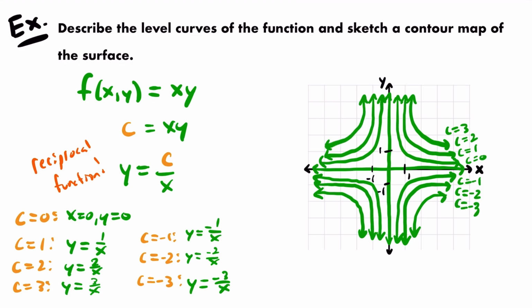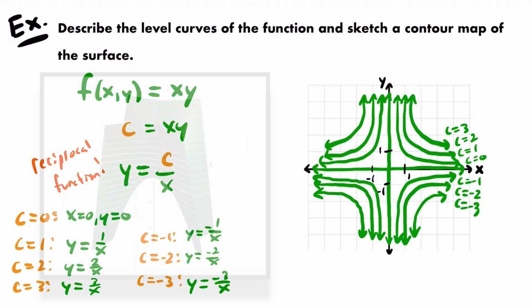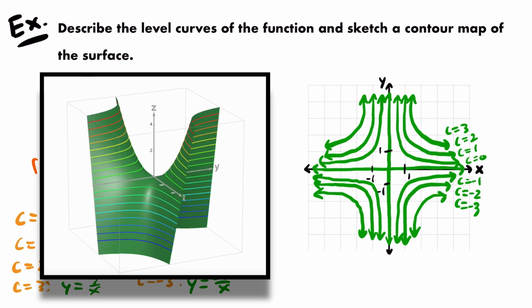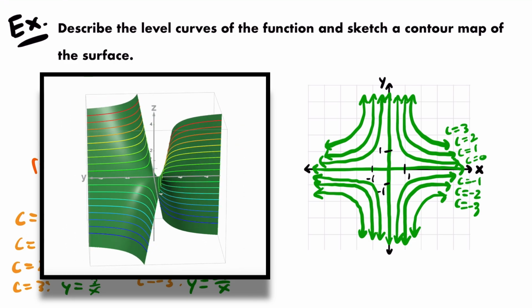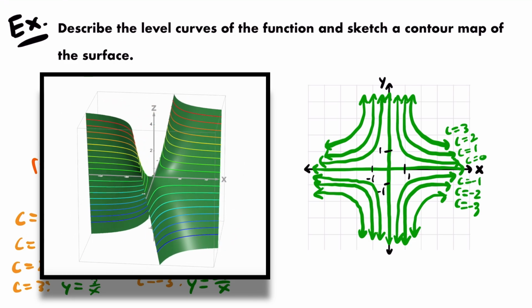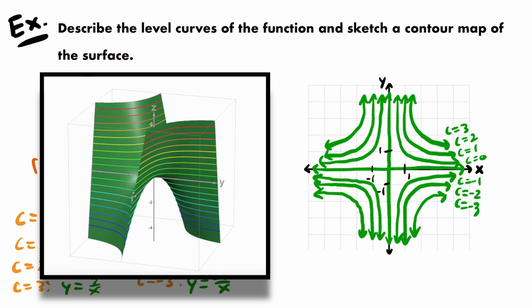And there you have it. That is our sketch of a contour map for this surface. And so if you were to compare it to the actual surface represented by this function, I'll put a 3D render up here on the screen with some level curves included. I've included more than we drew in our sketch, once again, just to give you a better visual of what's going on here and what we're actually drawing.